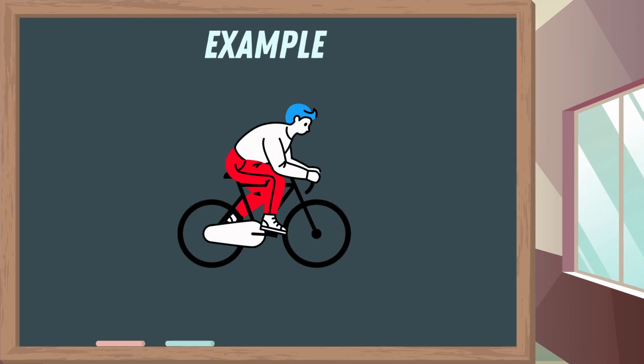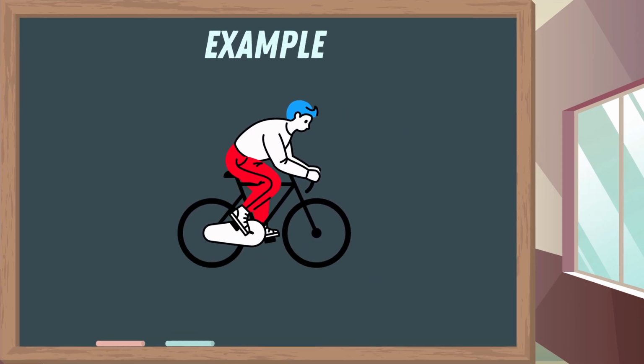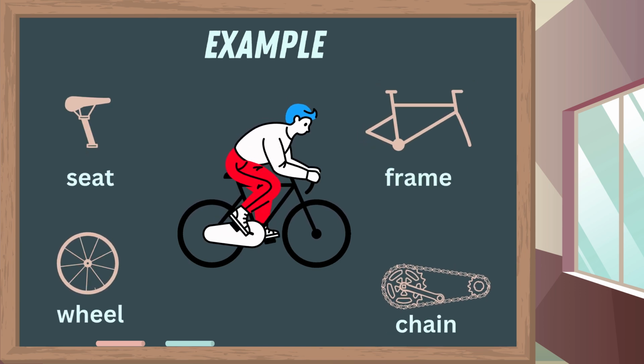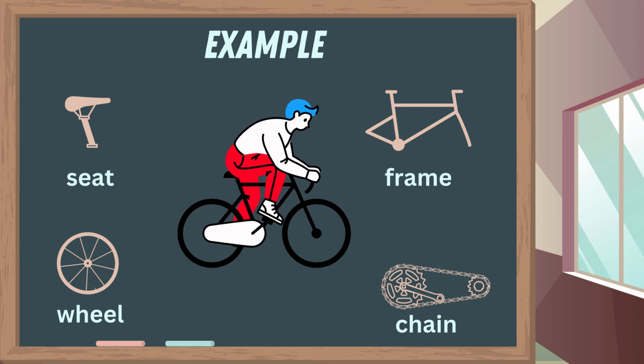Now, let's understand with a simple example. Imagine a bicycle company. They need various parts like frames, wheels, and seats to make a bicycle. MRP is like a smart assistant that helps them through several stages. There are a total of 4 stages.